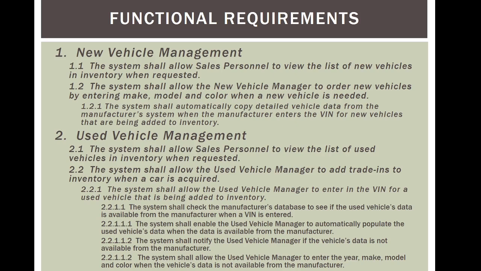So the new vehicle management 1.1, the system shall allow sales personnel to view the list of new vehicles in inventory when requested. All right, and then if it's not there, we need to be able to look at the overall system for that manufacturer to say, hey, is there another one there and can we order it? All right, and then if we do order a system, we have a step down 1.2.1, the system shall automatically copy all of that data for that particular vehicle into our inventory, into our database, which we're going to be talking about next week. We'll be talking about database management.